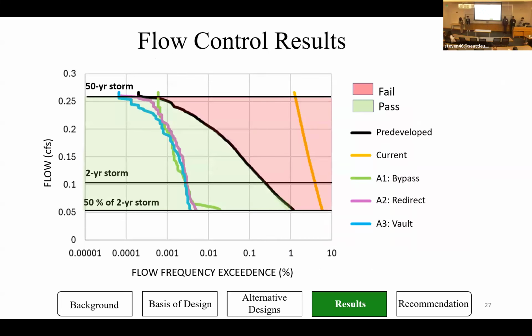As for the flow control results, our team have designed all these alternatives to pass the 50-year storm event, while at the same time limiting these results as close to the pre-developed conditions as we can. By doing this, we can prevent over-designing in our alternatives and save more money. Therefore, our 3 alternatives will have similar flow control results.